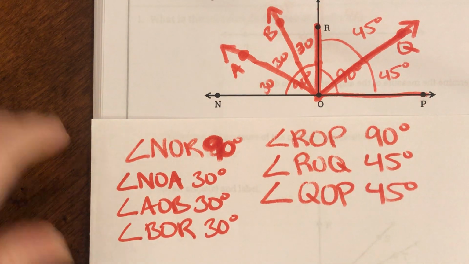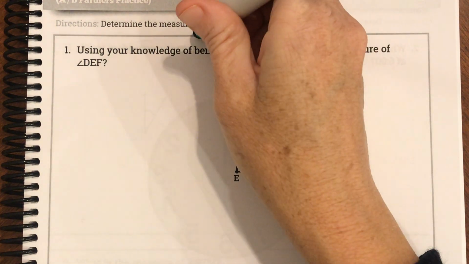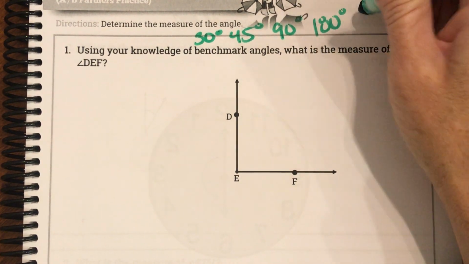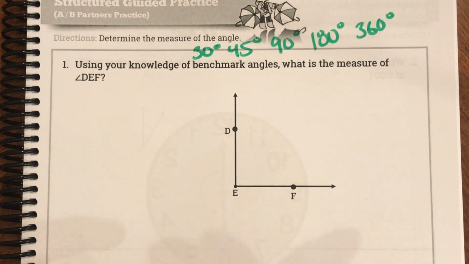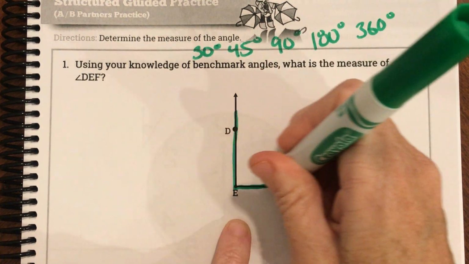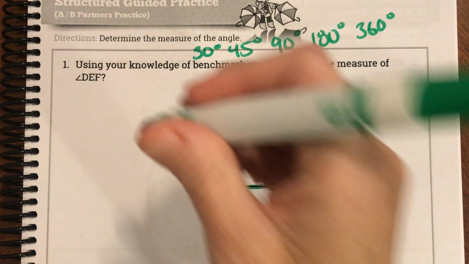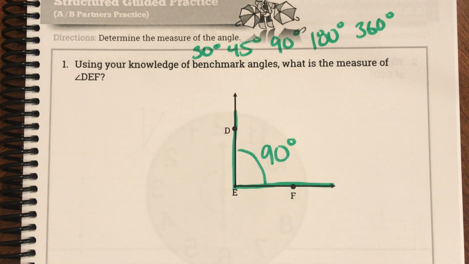Okay, so ladies and gentlemen, let's try some of these together. We're on page 168. And here is our first one we're going to do together. Using your knowledge of benchmark angles, and the benchmark angles are the ones that we're supposed to learn, so that's just 30 degrees, 45 degrees, 90 degrees, 180 degrees, and 360. Those are called our benchmark angles. What is the measure of DEF? So what is this angle, DEF? Well, hopefully we're starting to see that that perfect L, the perfect L is a 90-degree angle.